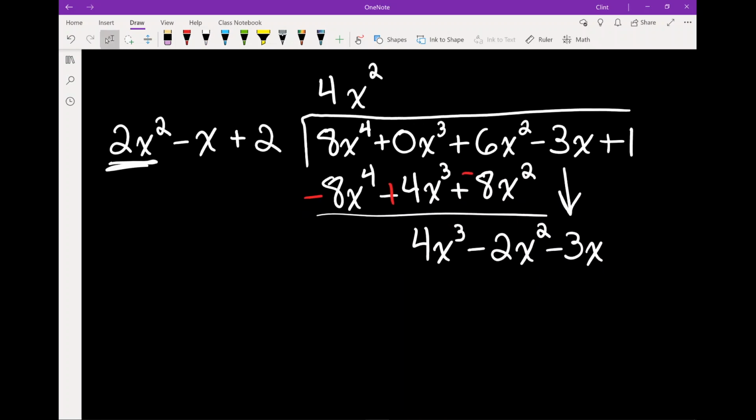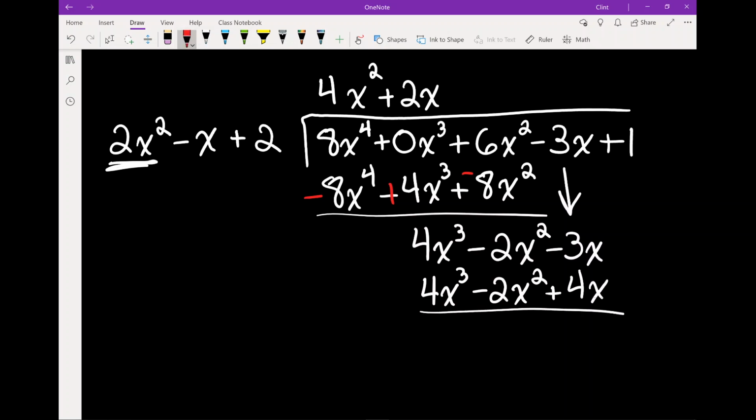What do we need to multiply 2x squared by to get 4x to the 3rd? Well, we have to multiply by a positive 2 to get 4. And then we have to multiply by x to get x to the 3rd. 2x times 2x squared gives us 4x to the 3rd. 2x times negative x gives us negative 2x squared. And then 2x times 2 gives us plus 4x. We want to subtract, so we change the signs. So minus, plus, minus.